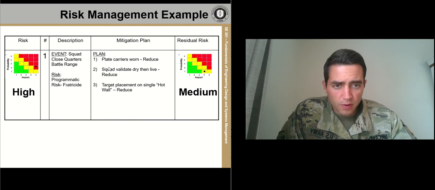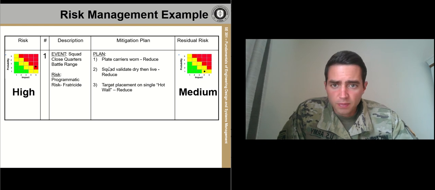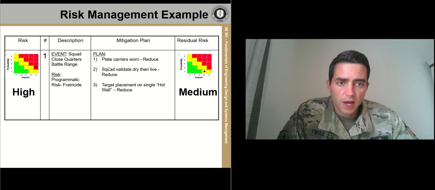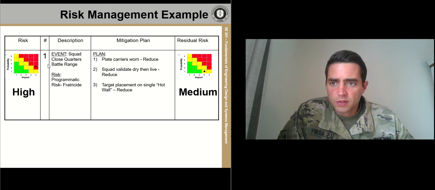So moving forward, there's decisions on what to do with this risk, how to mitigate the risk. A couple things that we thought of were to wear body armor, so that reduces the risk. You still have the same probability of it occurring, but the impact might be lessened by wearing body armor. Another thing you could do is to validate the squads, validate dry then live before they go into the actual live fire, or dry and then blank before they go into live fire. And that also reduces the risk. And possibly by doing that, we will reduce the probability of the risk.